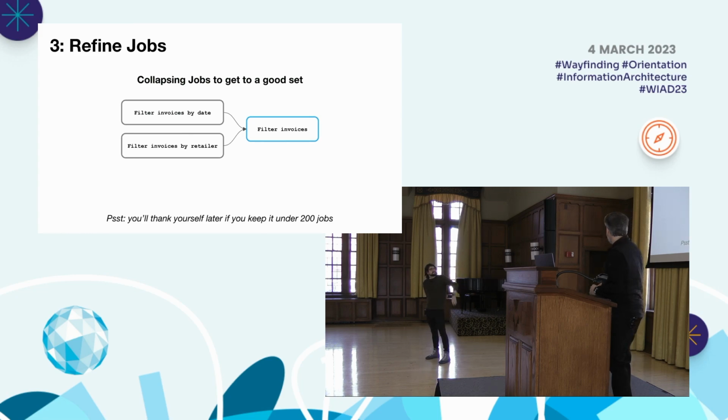So in this instance, another thing is filter invoices by date, filter invoices by retailer, merging those into something that is less granular. Filter invoices probably will do. And again, there's an art and science to this. You've got to kind of feel your way through this and say, what is too granular? What is not granular enough?